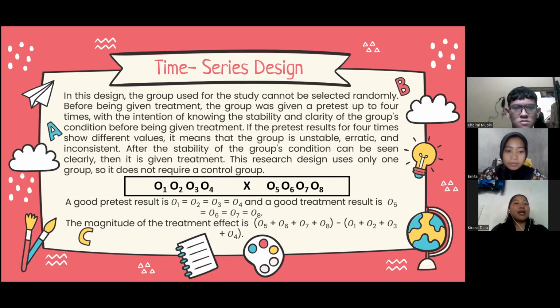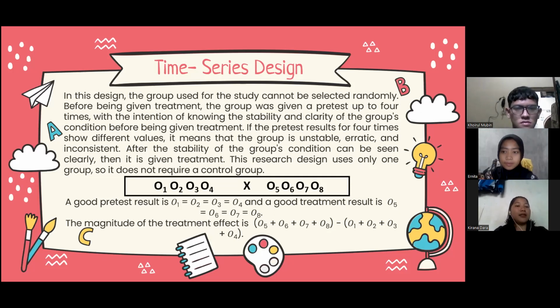Next, time series design. In this design, the group used for the study cannot be selected randomly. Before being given treatment, the group was given a pretest up to 4 times with the intention of knowing the stability and clarity of the group's condition before being given treatment. After the stability of the group's condition can be seen clearly, then treatment is given. This research design uses only one group, so it does not require a control group.